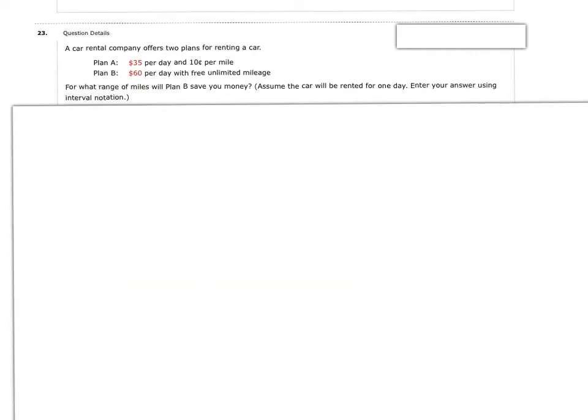All right, I've got 2 rental car companies here. And it says, for what range of miles would plan B save you money? So I'm going to set this up here. So I want plan B to save me money. So plan B is really just 60 because we're talking about what range of miles. And then I would say I want that to be less than, not equal to, because I'm trying to save money here. And then this one would be 35 plus 0.1 m. Or you could use x if you want.